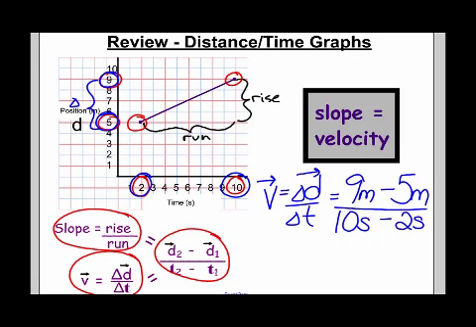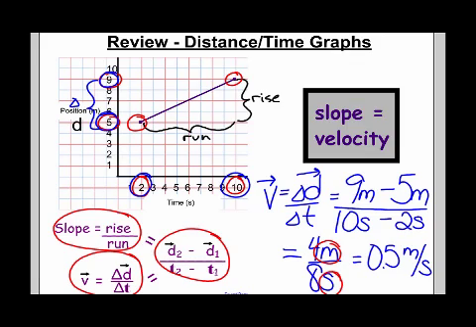So there's my equation. So far I have a formula, I have my work, and now I need my answer. So 9 minus 5, I can say is 4 meters. 10 minus 2 is 8 seconds. 4 divided by 8 is a half, or put into decimals like we like to work, is 0.5. My unit, I have a meter on the top, a second on the bottom. My unit is a meter per second. So I would get a full 3 marks for this. I have a formula right here, I have my work, and my answer.